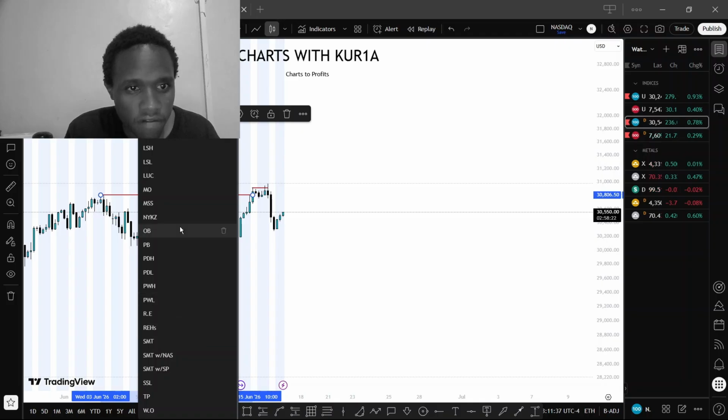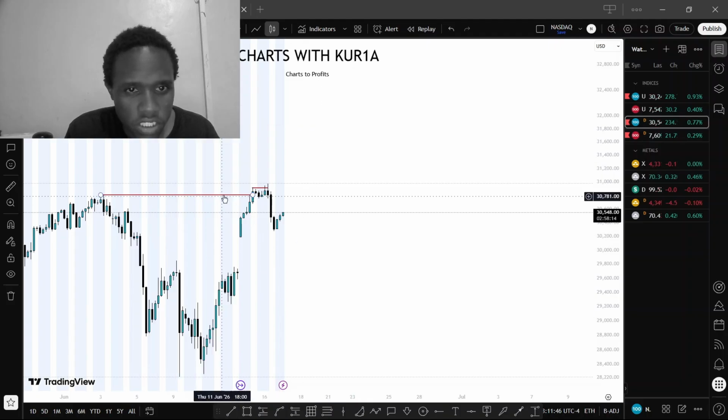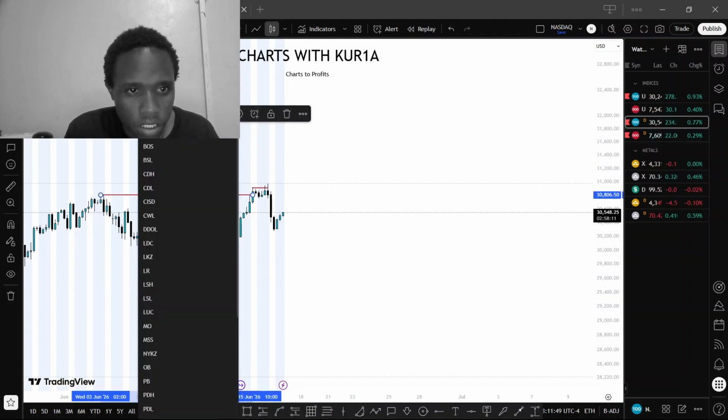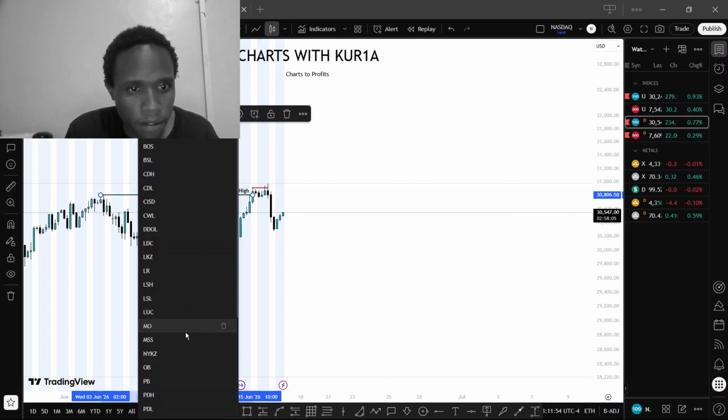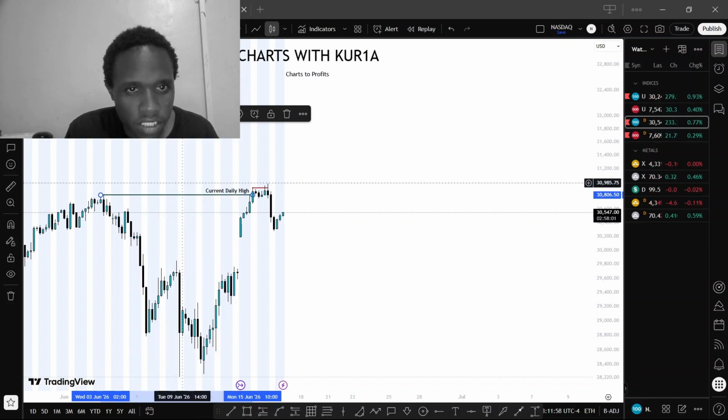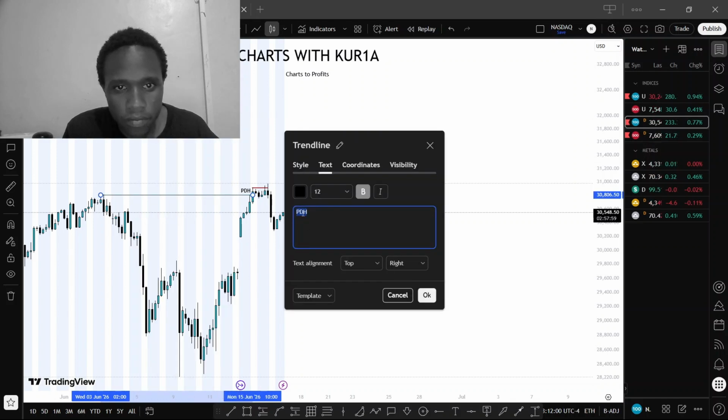I think I have a template for ATH. I don't. Okay, so we have the all-time high right there. Let's just mark it as PDH, and then yes, I just wanted to edit this ATH. So that was the ATH, it had been swept.